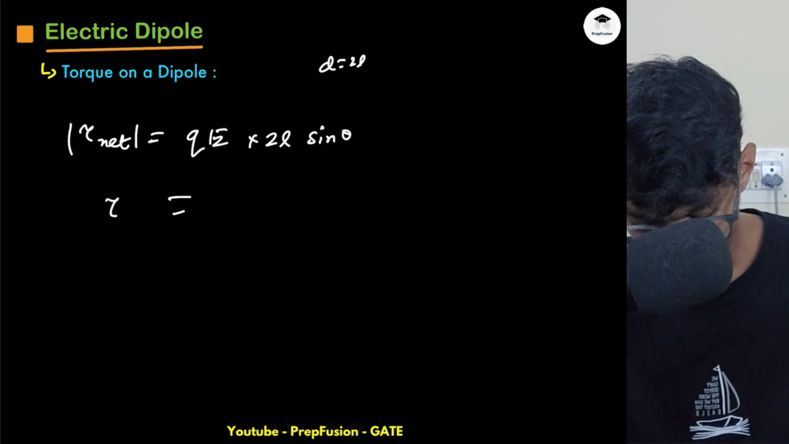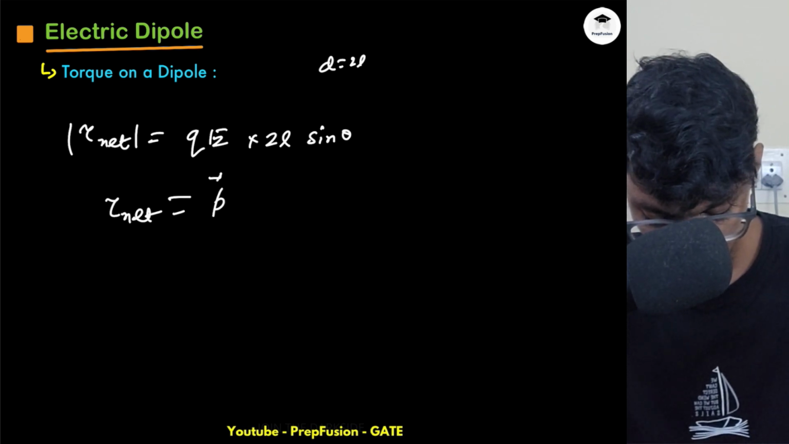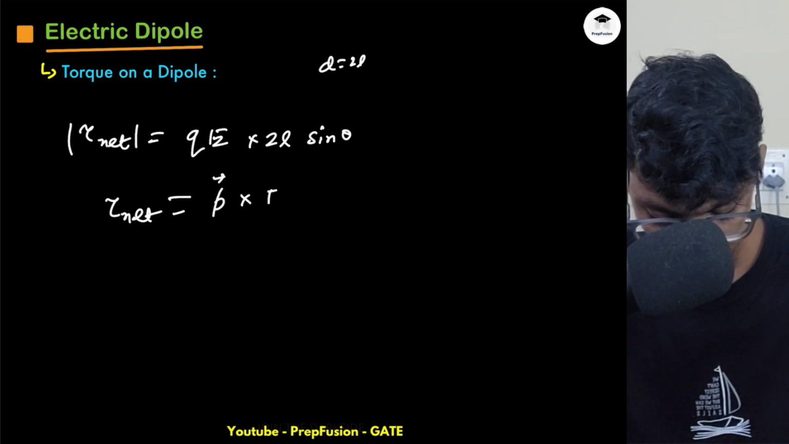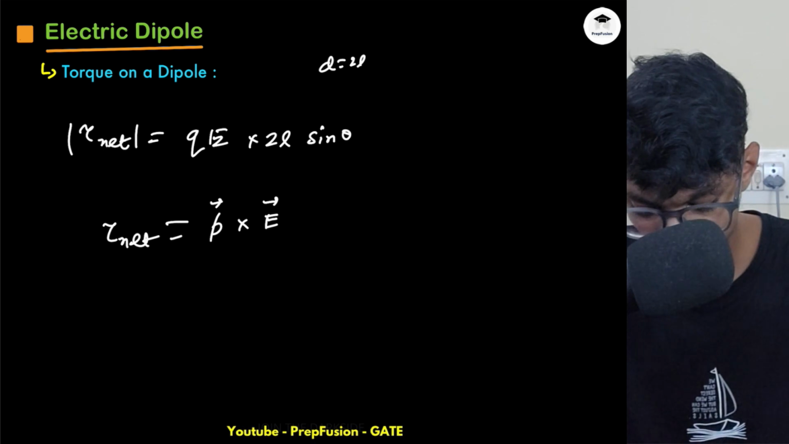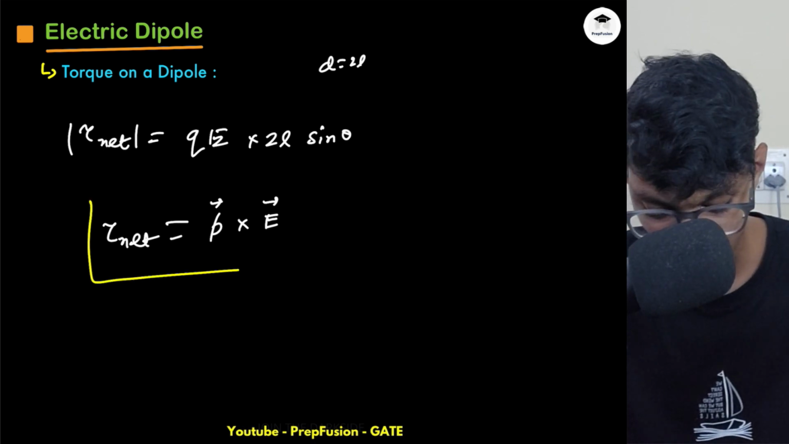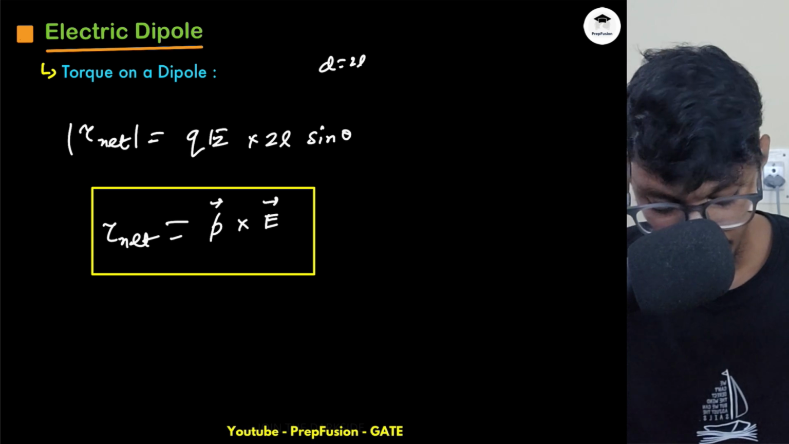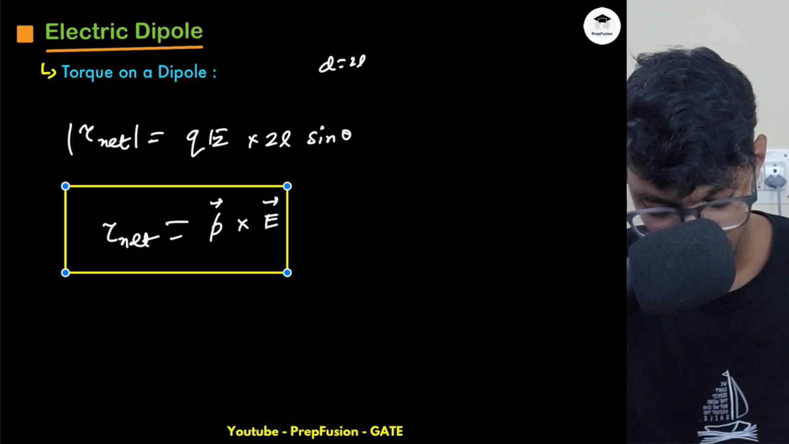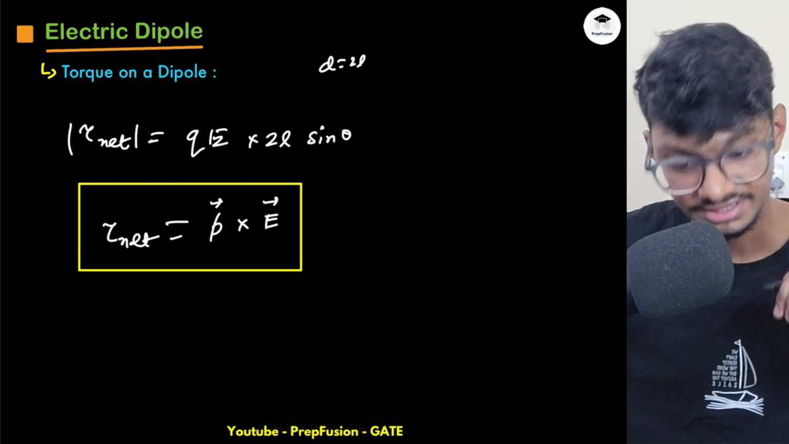And if I'm talking about direction, torque net will be dipole moment cross my E vector. That's why we care about dipole moment so much, because all the results that are derived for a dipole are derived with the help of the dipole moment. The dipole moment expression is showing up everywhere, so it's easier for us to remember. But direction matters here.